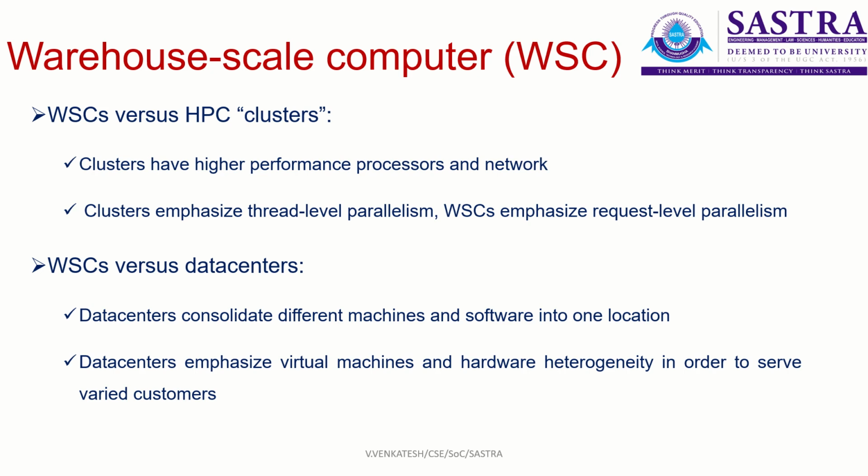If you want to compare the warehouse scale computer versus the data center, it consolidates different machines and software into one location, and it has virtual machines and hardware heterogeneity in order to serve various customers. There is one more comparison between warehouse and data center. A traditional data center works for a single organization, whereas a warehouse scale computer works for multiple organizations. The hardware and software will be in a homogeneous environment in a data center, whereas in a warehouse scale computer it is going to be a heterogeneous environment.